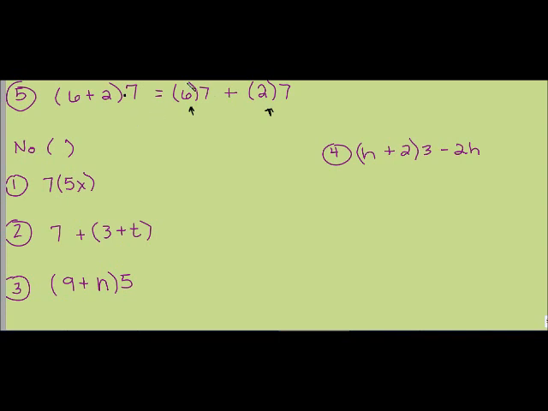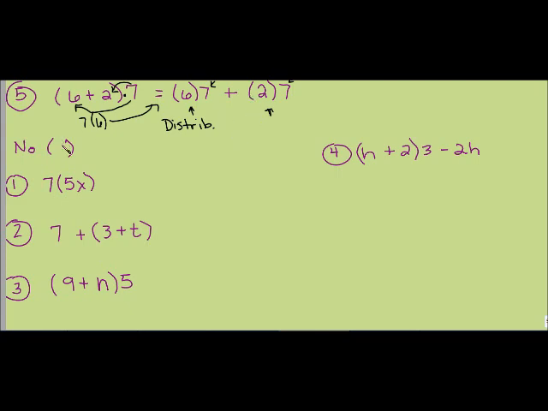Now, they didn't solve anything over here, but they did move stuff around. They said 7 times 6, and then plus 7 times 2. I distributed the 7. Notice there's a 7 in this term, and there's a 7 in this term. Even though they didn't solve 6 times 7 or 2 times 7, they still distributed the 7, so therefore it would be the distributive property.